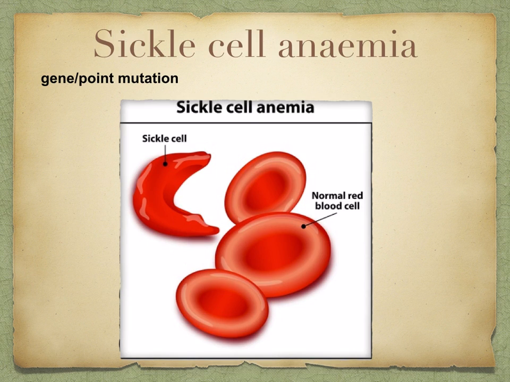Now you do get some substitutions that will result in a different phenotype. An example is the inherited disorder sickle cell anemia. This is the result of a gene or point mutation, more specifically a substitution, in the gene that produces hemoglobin. So the result is that the red blood cells are going to be pulled out of shape into this half moon shape, as you can see here. And this is what we call a sickle cell shape.